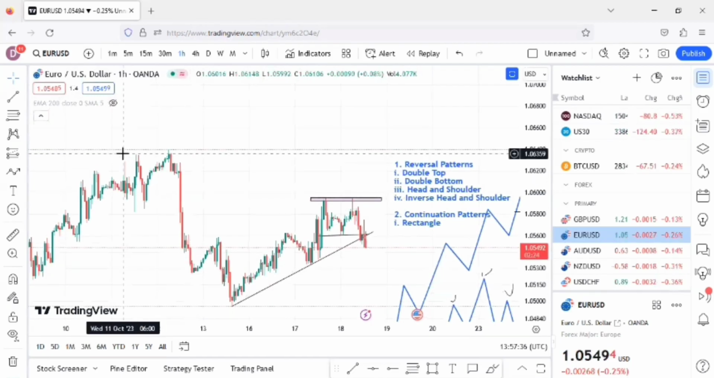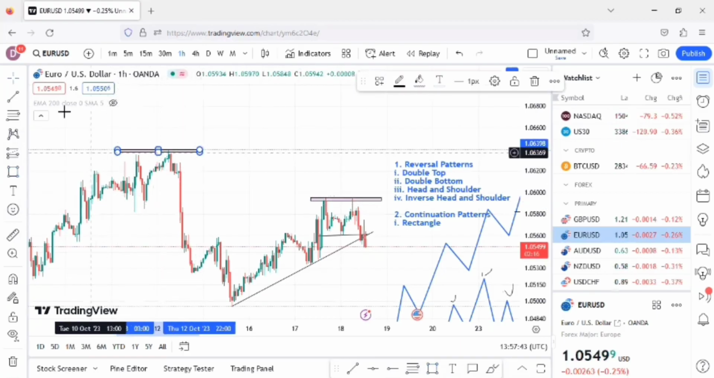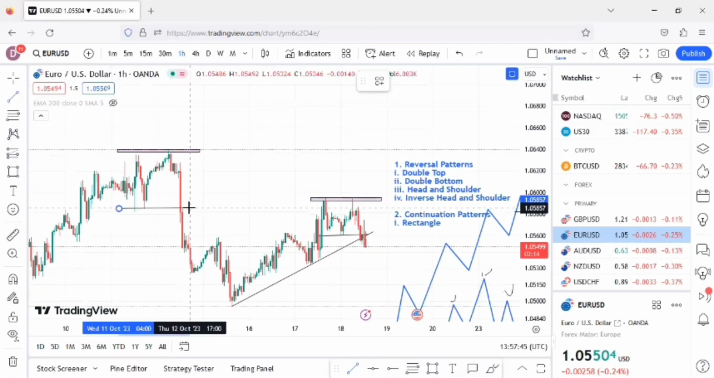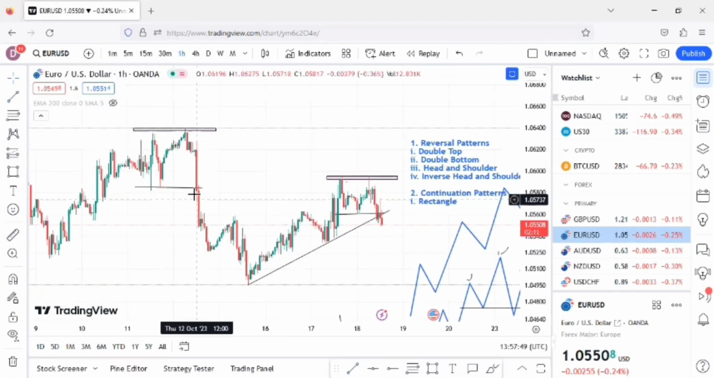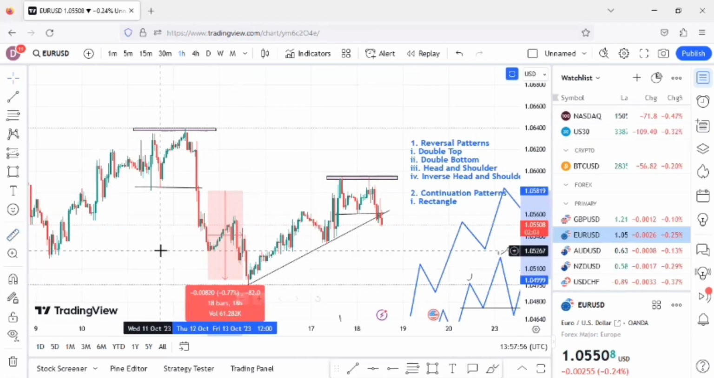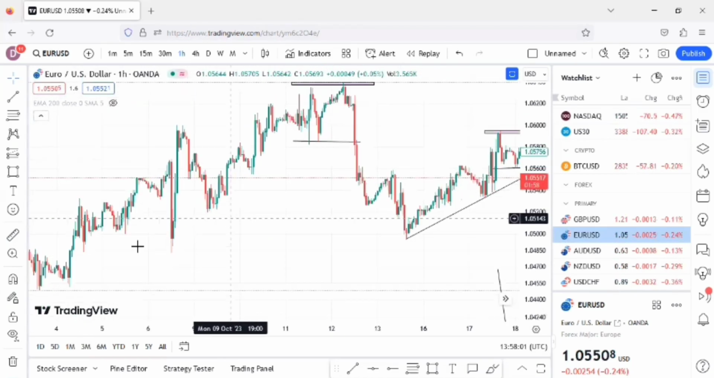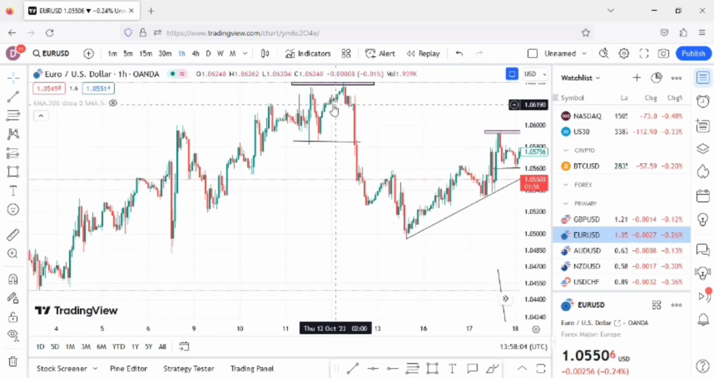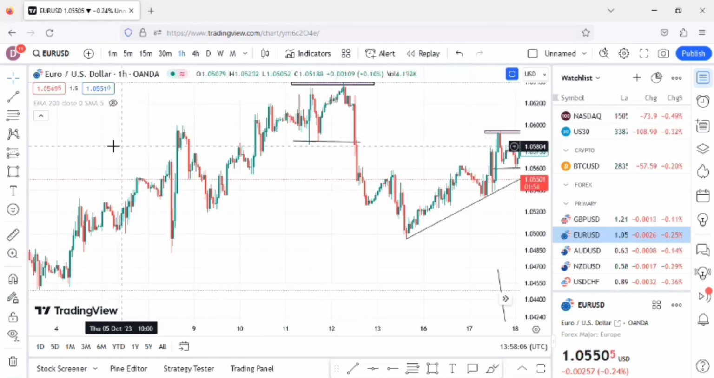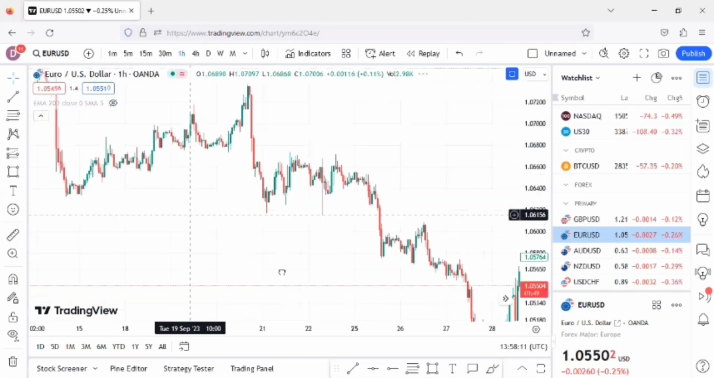Then, if you look at this one again, this is another double top, still in an uptrend, and this is your neckline. After the neckline break, you can see the fall here, from here to here, 82 pips. Where did you see it? At the top of an uptrend. That is double top. Now let's go and look for double bottom.